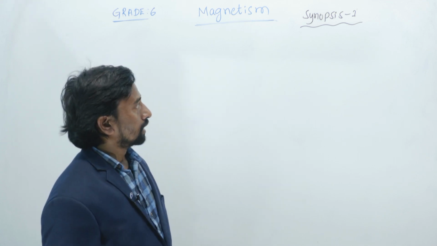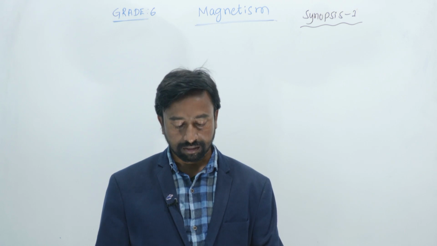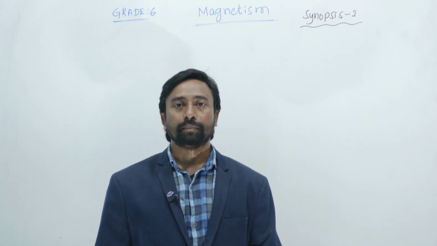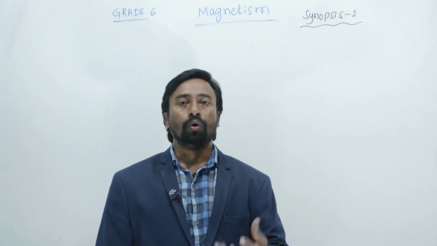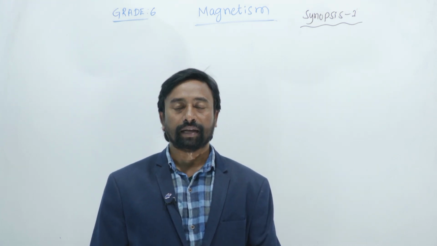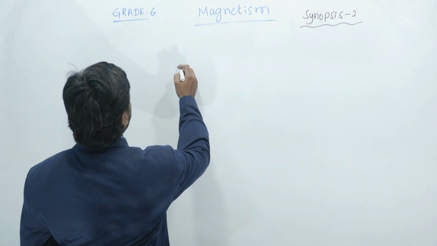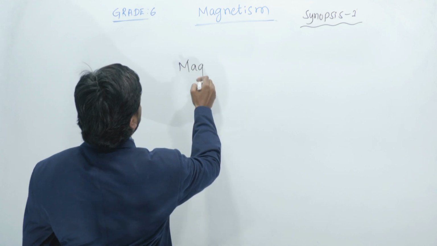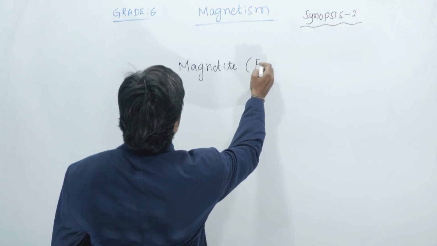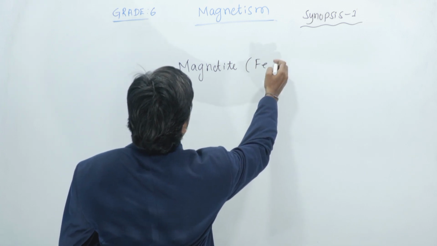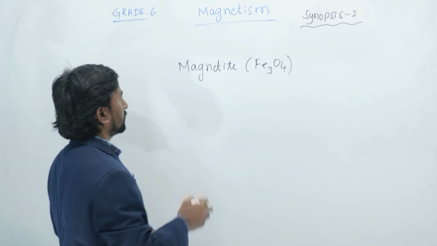So he started thinking about that material, and it came to be called by his name, Magnus. That material is an ore of iron, and it is called magnetite. The chemical formula of magnetite is Fe3O4.